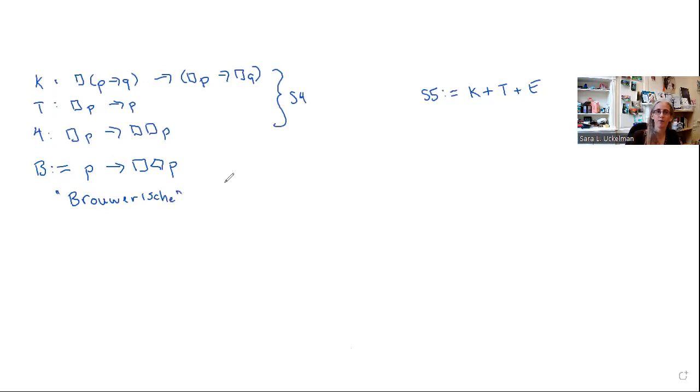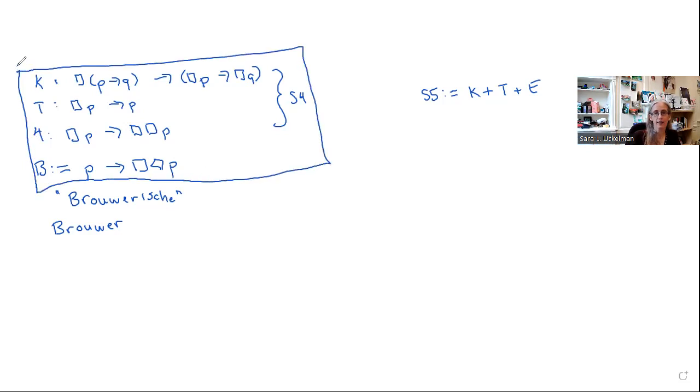Brouwerische axiom, which is just a fancy way of saying this is the axiom that is due to Brouwer, who is a Dutch logician, most famous for his developments in intuitionistic logic. But we named this axiom after him because he was one of the first to treat with it. If we have these four axioms, then we have exactly the same set of theorems as we have with K plus T plus E.